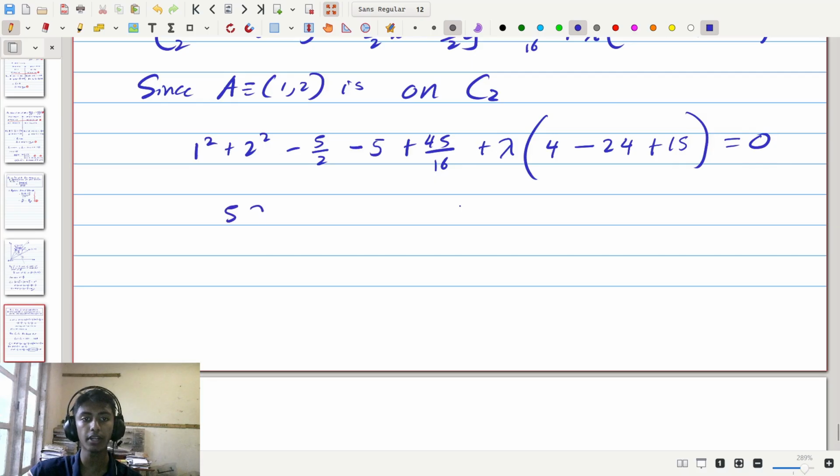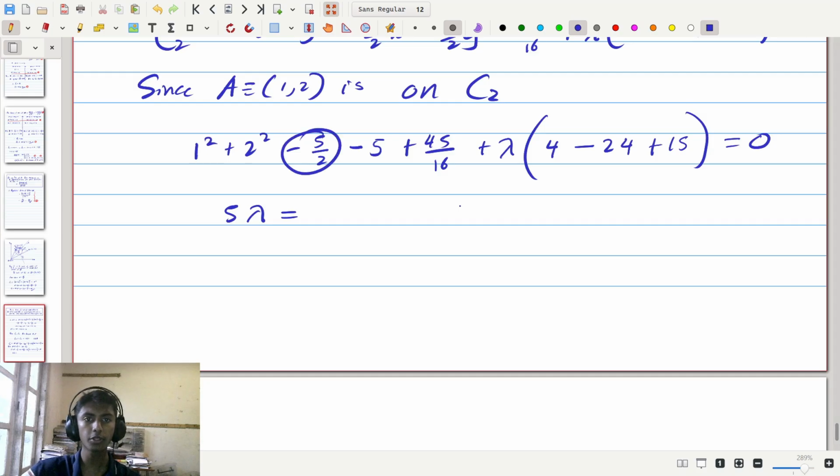So we have 5 lambda, which is equal to, and if we clean up everything else here, we have 1 squared plus 2 squared, which is going to be 1 plus 4, which is 5. The minus 5 can cancel for that, so we can cancel this for this, leaving us with minus 5 over 2 plus 45 over 16.